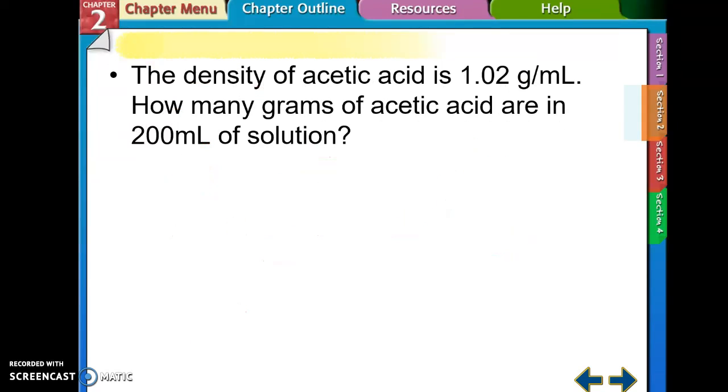And last but not least right here, it says the density of acetic acid is 1.02 grams per milliliter. How many grams of acetic acid are in 200 milliliters of solution? So I'm looking for grams. Grams is a measurement for mass. So I'm going to use density equals mass divided by volume. Again, I'm looking for mass, so that means mass, I rearrange that, is density times volume.